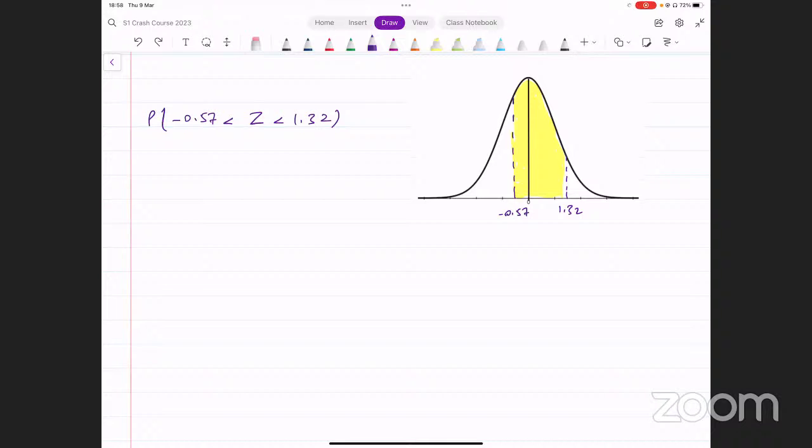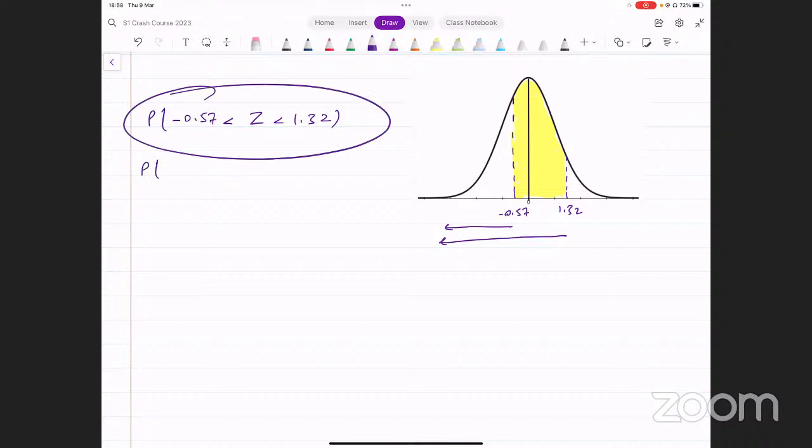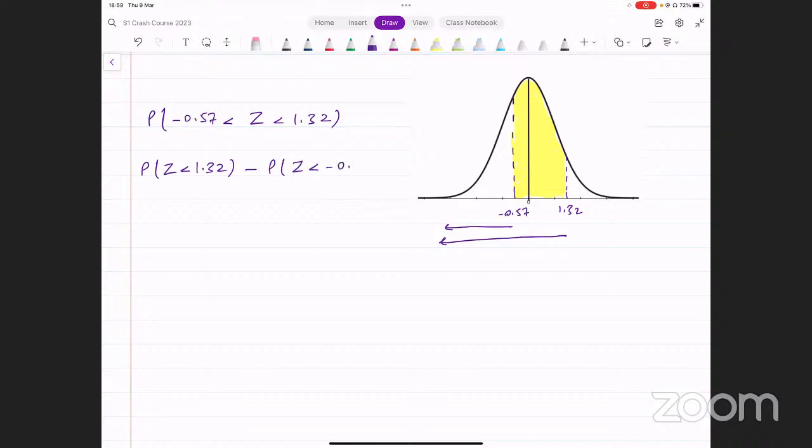So how do we think about this then? We can break it down. We could describe this area, the yellow shaded region, like this. We could say it's the area to the left of 1.32 minus the area to the left of minus 0.57. Okay, let's break it down like that first of all, and then we'll see what to do after that. First of all, we could say this area that we're looking for is the same as the area to the left of 1.32. So that's probability of z less than 1.32. And then subtract from that the probability of z being less than minus 0.57.